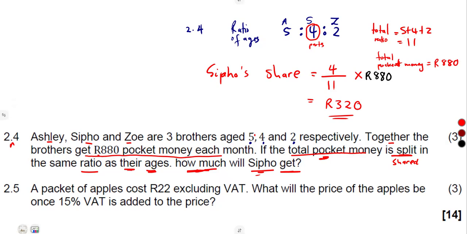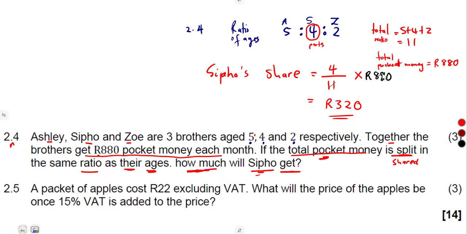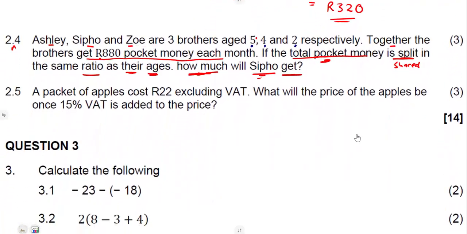Or you can just use your understanding of numbers here. 11 into this, that's 80. And 4 times 8 is 320. It's up to you. Or you can just use the calculator.